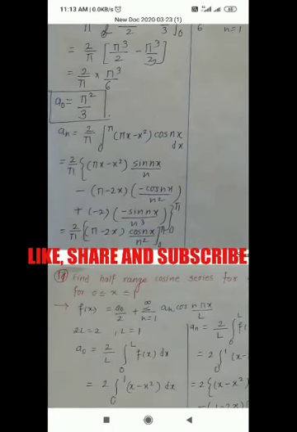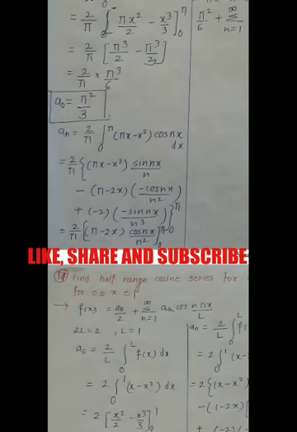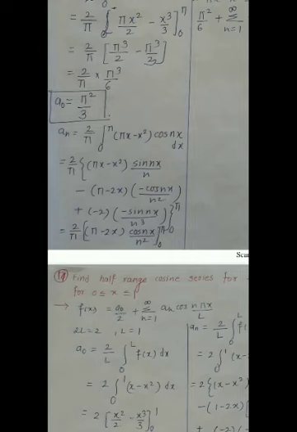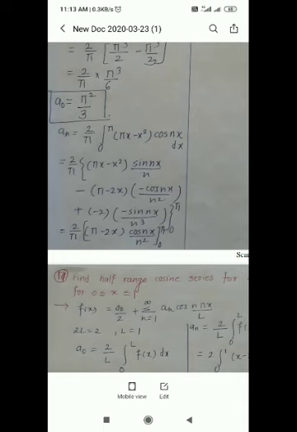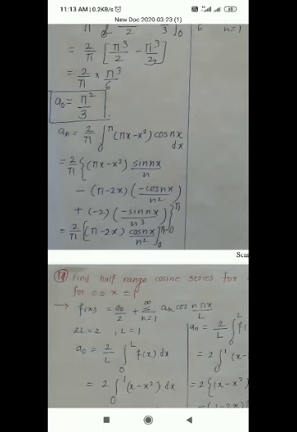Now an is 2 by L, integral from 0 to L of f(x) cos(nπx by L) dx. But what is L? L equals π. So an equals 2 by π, integral from 0 to π of (πx − x²). This is the value of f(x), and putting L equals π, the π gets cancelled, so cos(nx) dx.